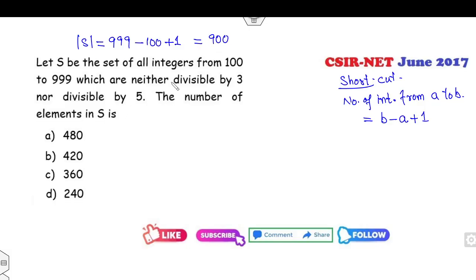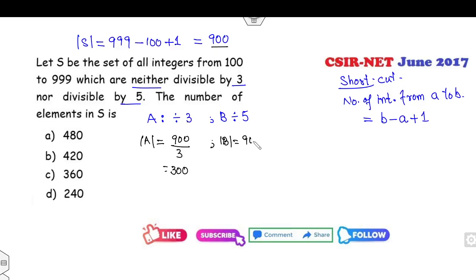Then we have to find all those integers which are divisible neither by 3 nor by 5. I can assume A is the set of numbers which are divisible by 3, and B is all those numbers which are divisible by 5. Can you find the cardinality of A? Total numbers are 900 divided by 3, so the cardinality of A will be 300. Similarly, what is the cardinality of B? 900 over 5, 180. I need A intersection B also. A intersection B means all those numbers which are divisible by 15, that is, by 3 and 5 both.